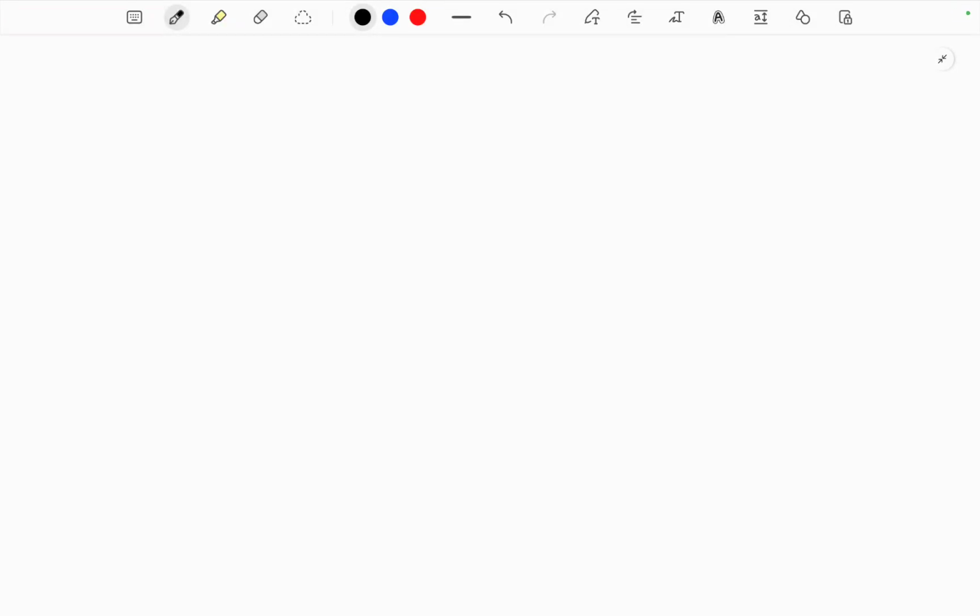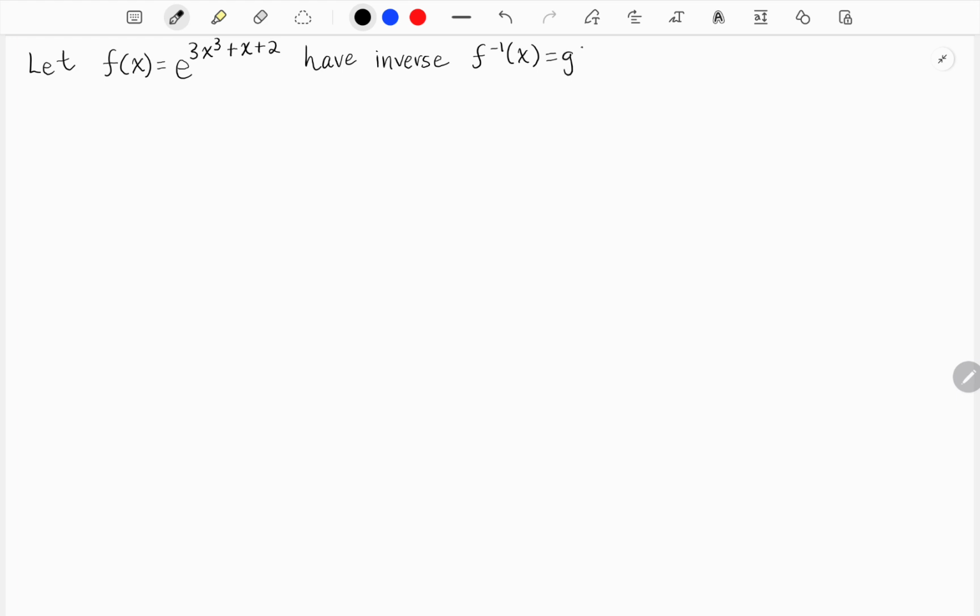There's this very interesting question that I recently saw. So if we let f of x equal e to the 3x cubed plus x plus 2, okay? And it has inverse f inverse of x. I'll call that g of x. So f inverse of x is equal to g of x.